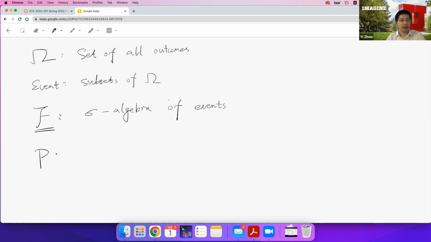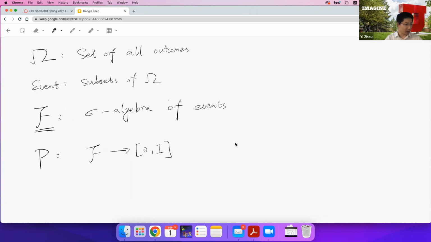That is called P. P is a function that maps every event in this sigma algebra to a real number between 0 and 1. So that's how we assign probabilities. In the modern probability framework, we assign probabilities to the events in this sigma algebra.